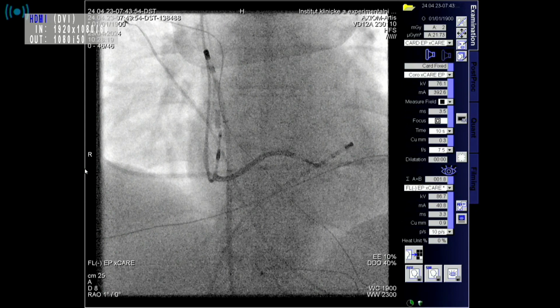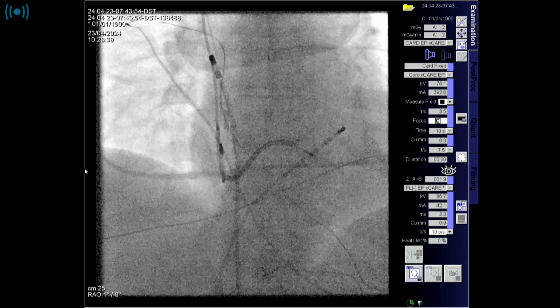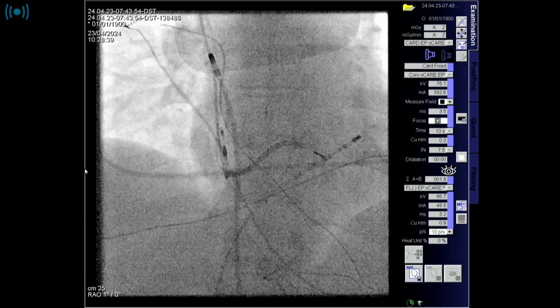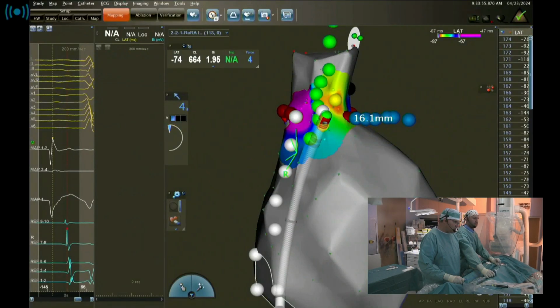Okay. So again, we are pacing phrenic. That is, we feel and see phrenic capture, and I show you fluoro. Yeah, phrenic capture. It's clear. All right. Stop pacing, please. And now we finish the circular line to achieve the SVC isolation.